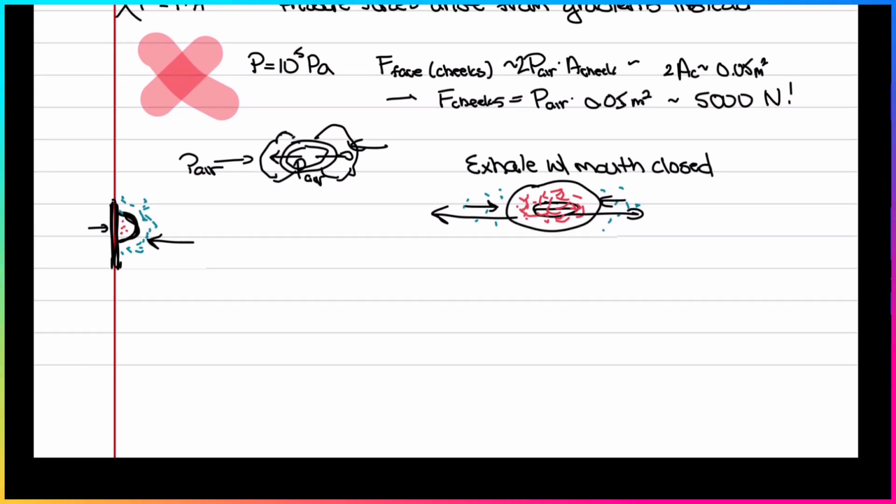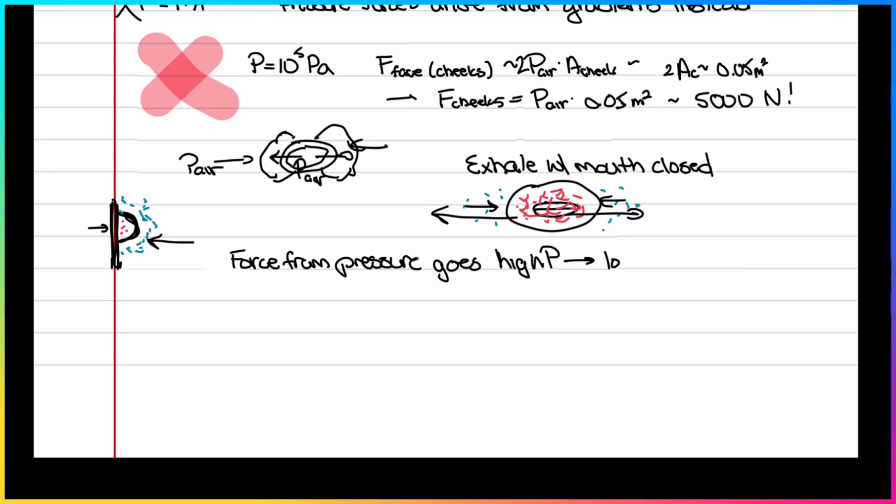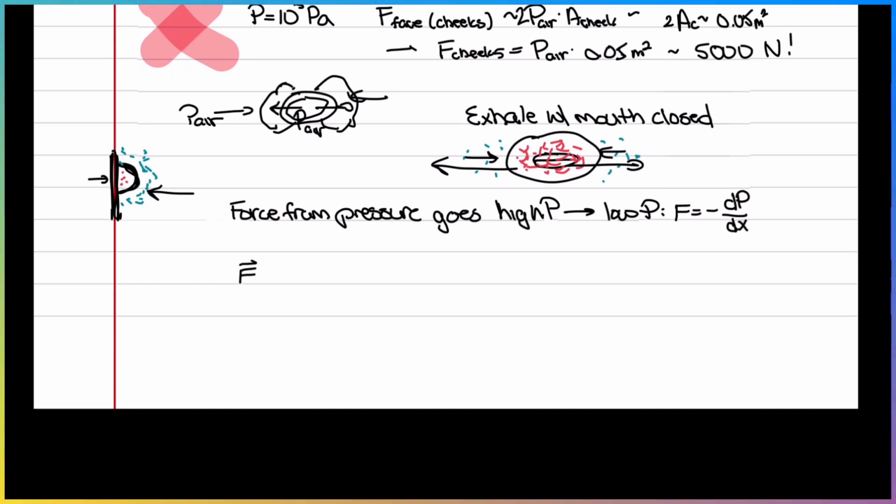So in general, the force from pressure goes from high P to low P. So if you have some derivative in one dimension, dP by dx, it's the negative derivative that gives you the direction of the force. Or more generally, the force due to pressure is equal to negative the gradient of the pressure expression.